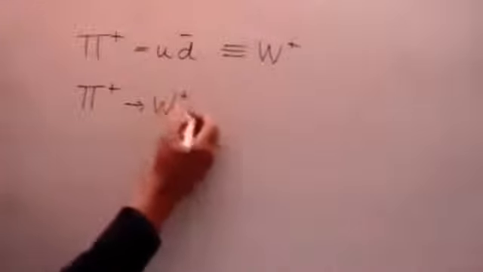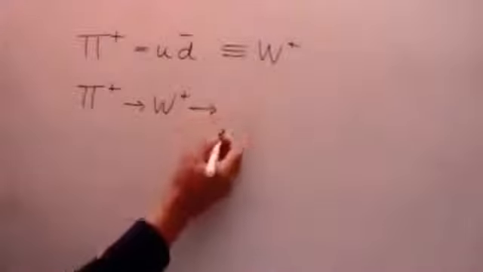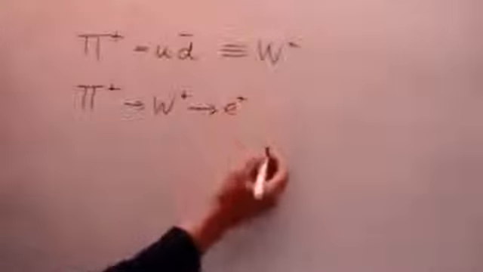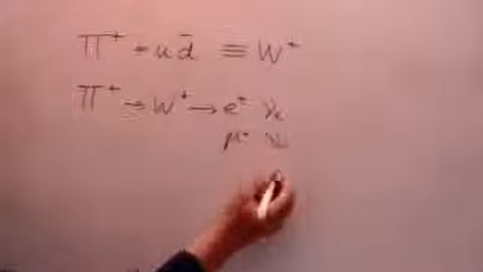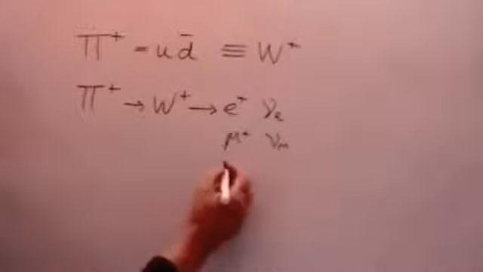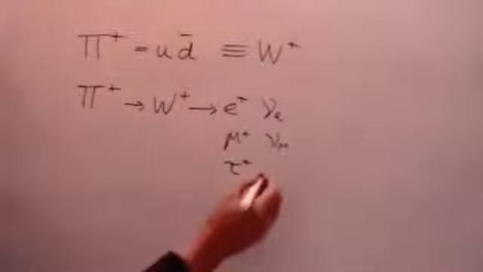If you like, a pion, which is the equivalent of a W plus in the sense of its quark structure, can then decay into a positron and an electron neutrino, but it could also, of course, decay into a heavier version of the electron, the anti-muon and a mu neutrino, or the anti-tau and a tau neutrino.